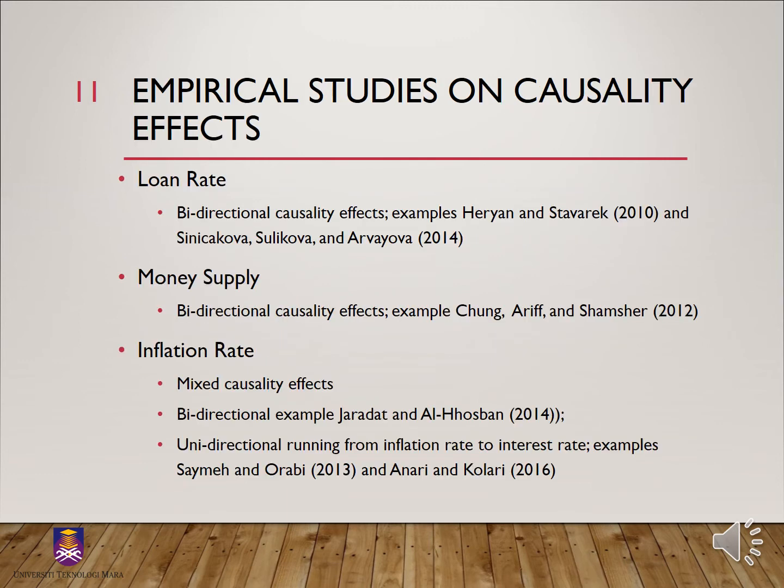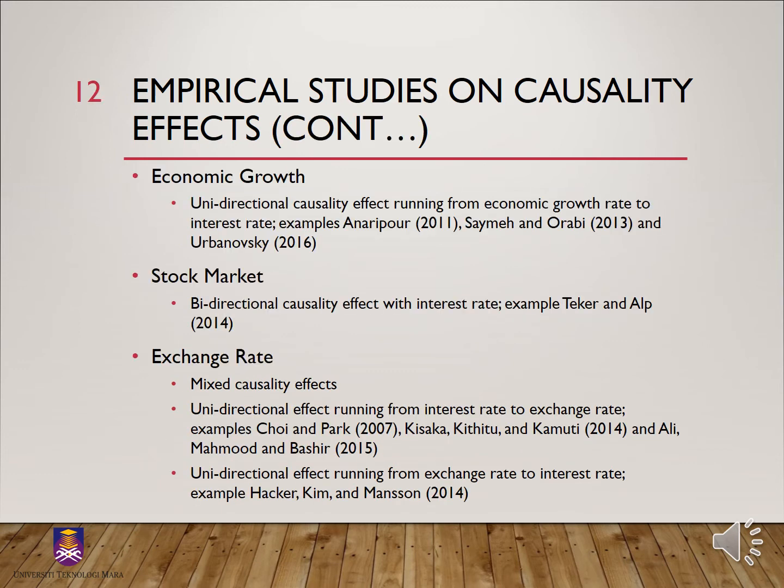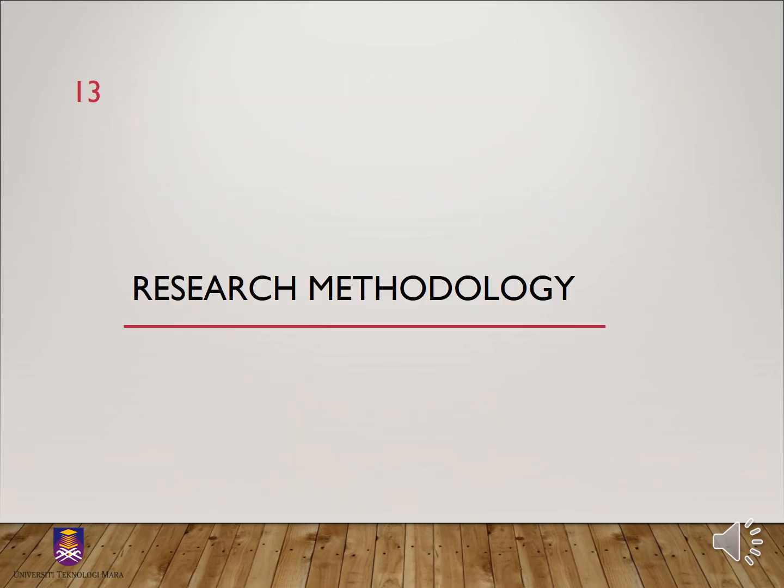And these are some of the past studies that show the causality of the macroeconomic variables with the interbank money market rate. Okay, so some studies show bidirectional, some show unidirectional, and also there's no causality in fact.